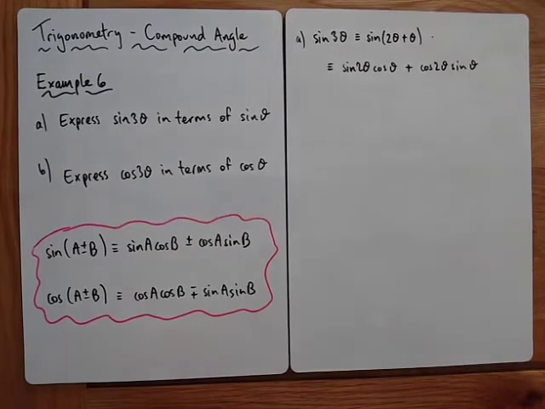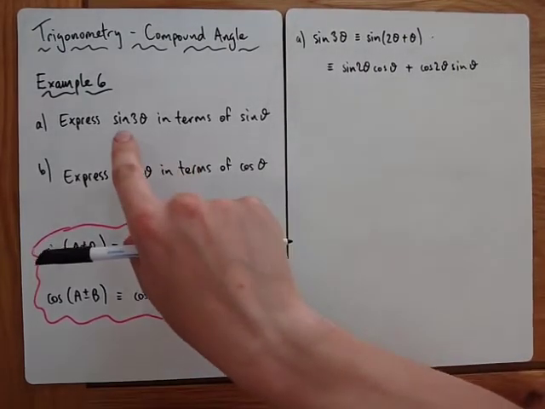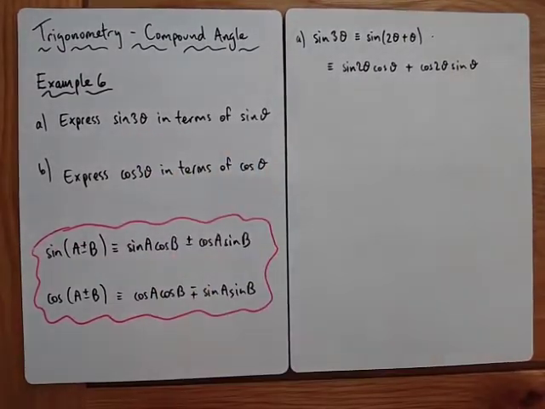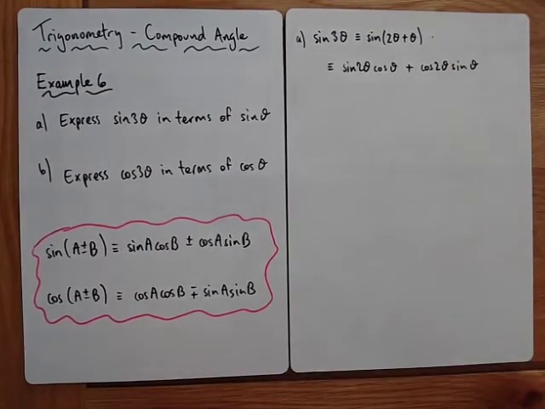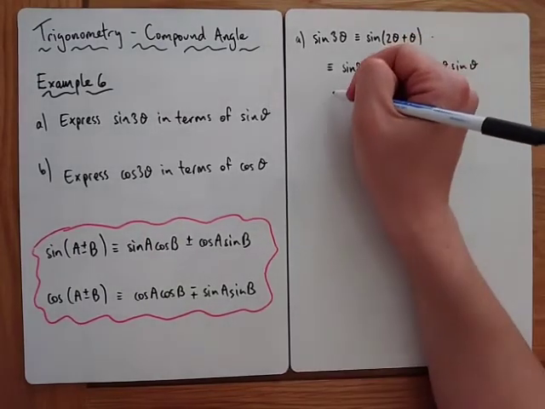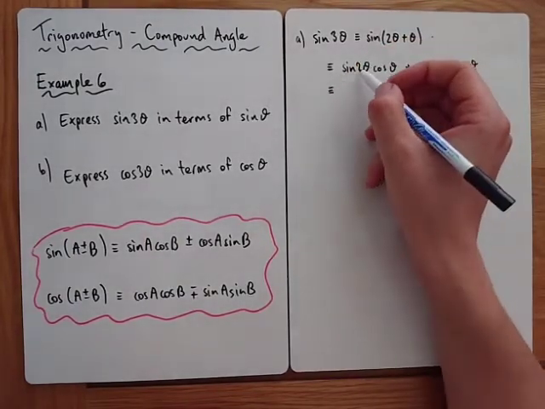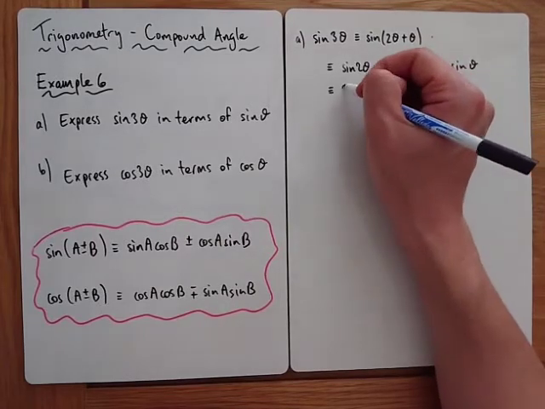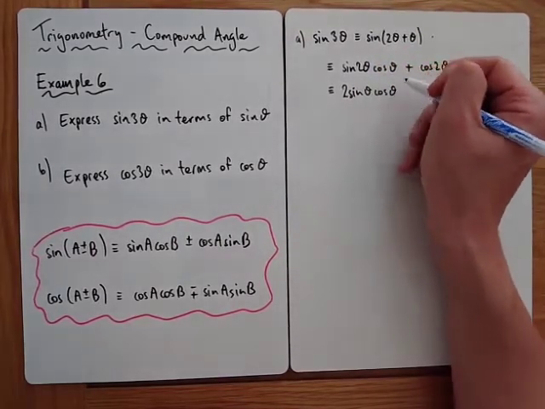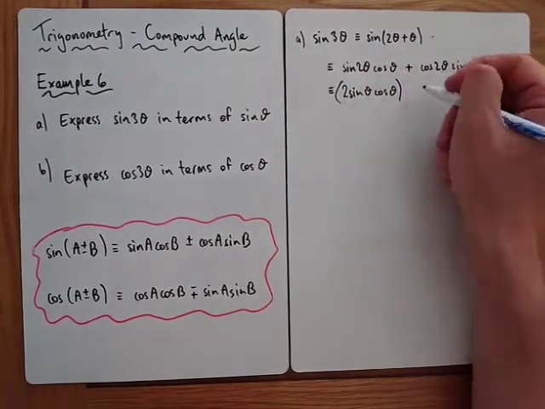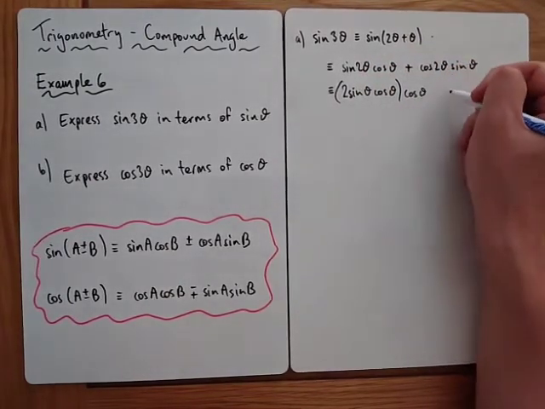Okay, have we finished? No, it says express in terms of just sine theta, so I don't want to stop until my answer's just got sine theta in. Let's think carefully about how we're going to do this then. Sine 2 theta, we haven't got a choice, have we? We know that that's equivalent to 2 sine theta cos theta, multiplied by cos theta.